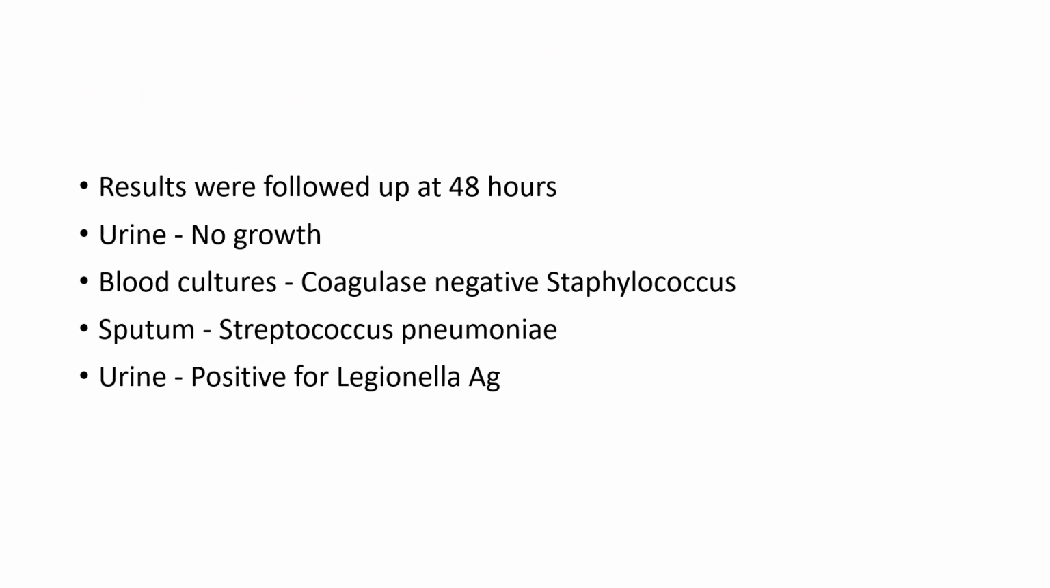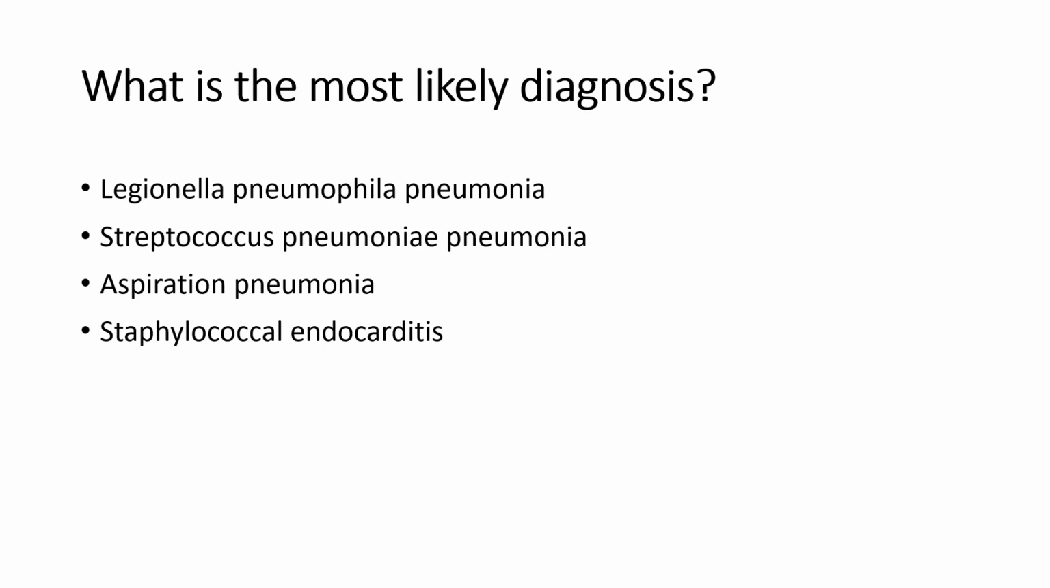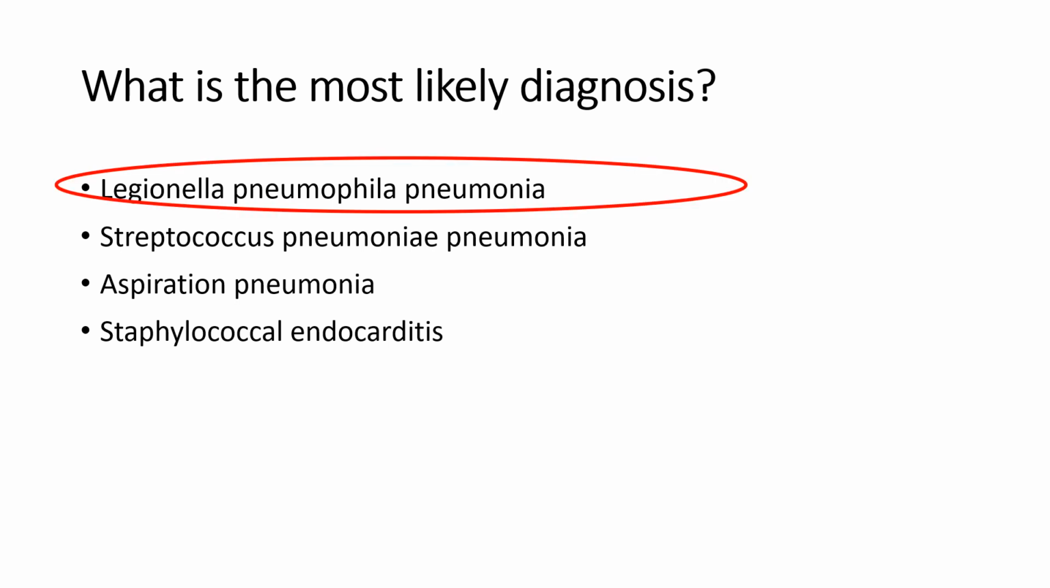The results were followed after 2 days. Urine, no growth. Blood culture yielded a contaminant growth of coagulase negative Staphylococcus. Sputum yielded Streptococcus pneumoniae, while the urine was positive for Legionella antigen. Is it Legionella pneumonia, Streptococcus pneumoniae, aspiration pneumonia, or Staphylococcal endocarditis? Have a few seconds to think. So the answer is Legionella pneumophila pneumonia.